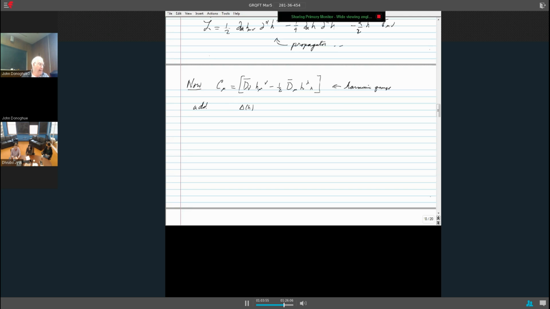So let's do it again. I'll just go through it here. So now we want to do the same type of constraint. We want to have the constraint be some constraint called C mu, which is d nu h mu nu minus 1/2 d bar mu h lambda lambda. These are d bars, of course. So that's going to be my harmonic gauge constraint in the background field.